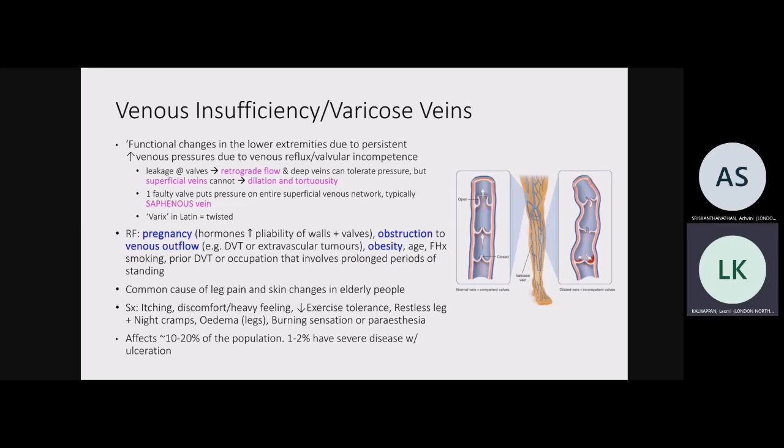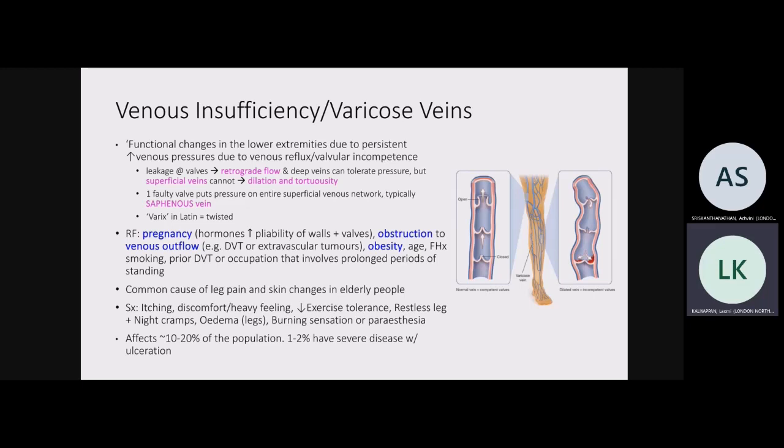What happens is your deep veins will continue to allow this retrograde flow, but your superficial veins can't, and they end up getting dilated and tortuous, which is what we see with the varicosity. Essentially, it only takes one valve in your venous system to result in a varix.